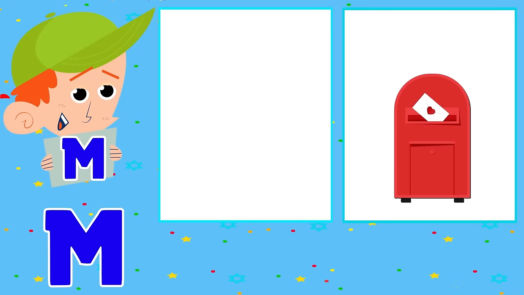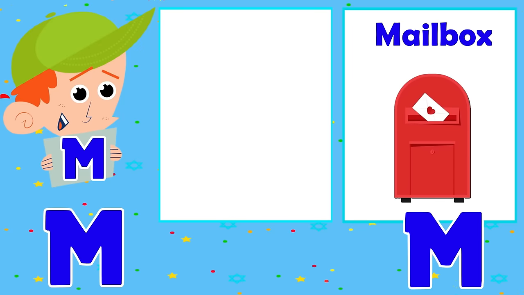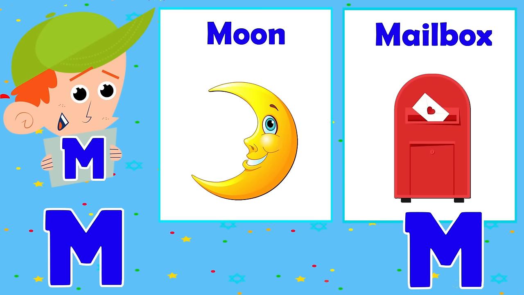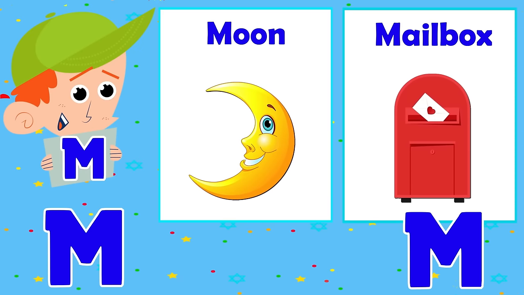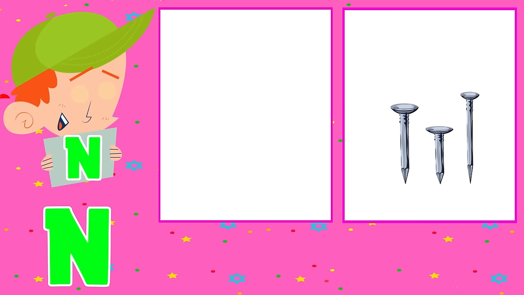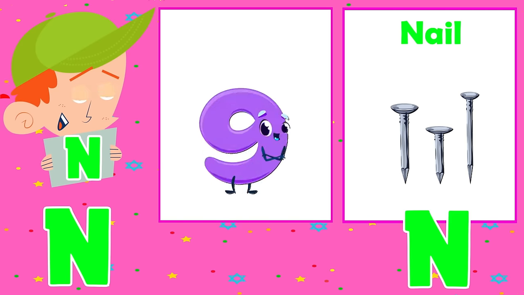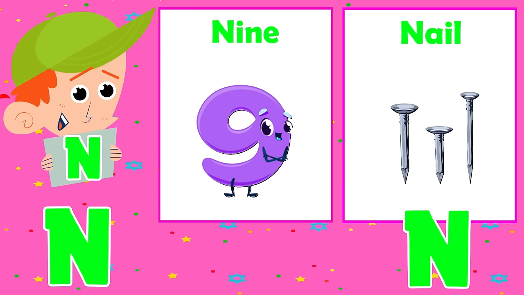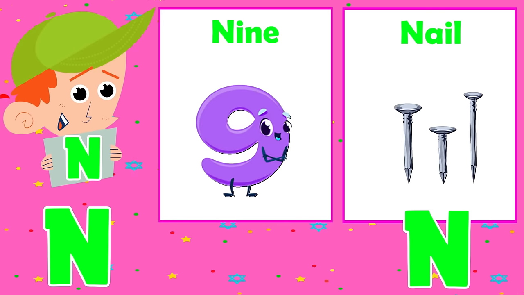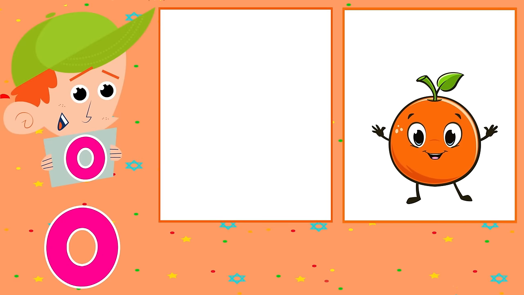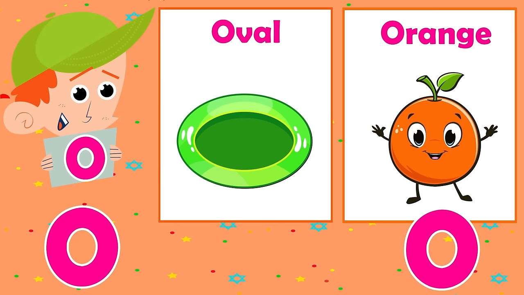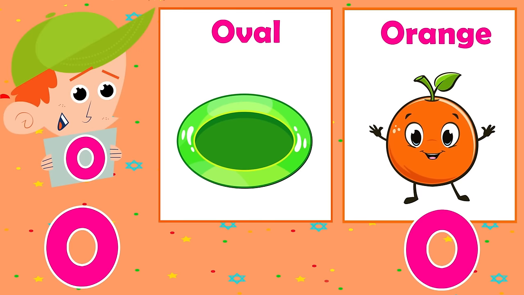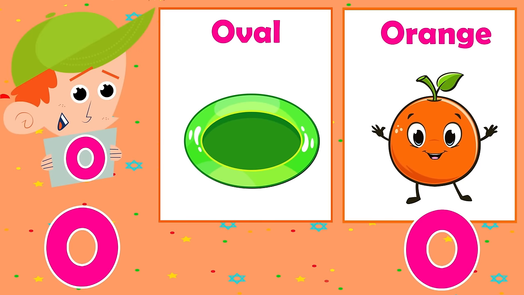M is for mailbox. M is for moon. M is for mailbox. M is for moon. N is for nail. N is for nine. N is for nail. N is for nine. O is for orange. O is for oval. O is for orange. O is for oval.